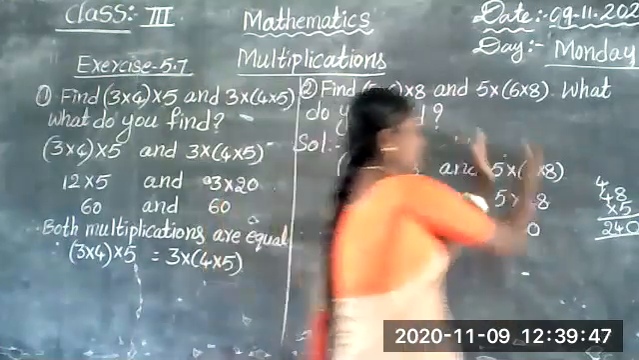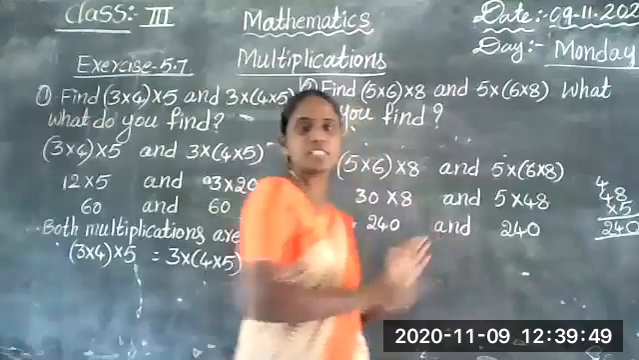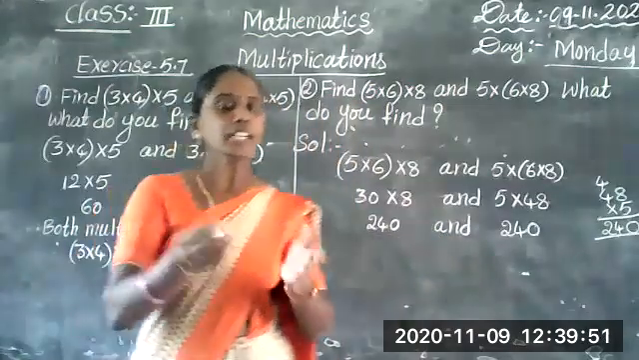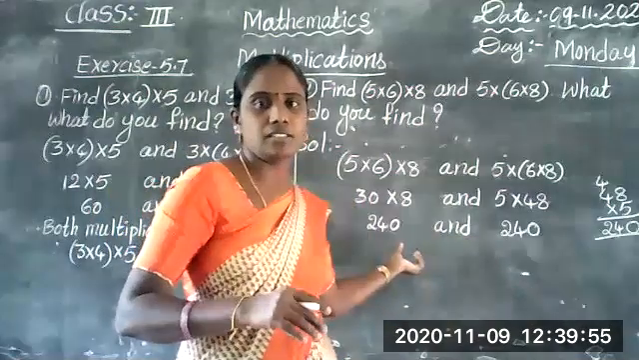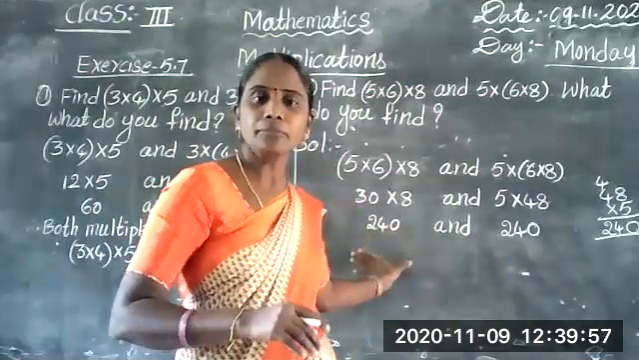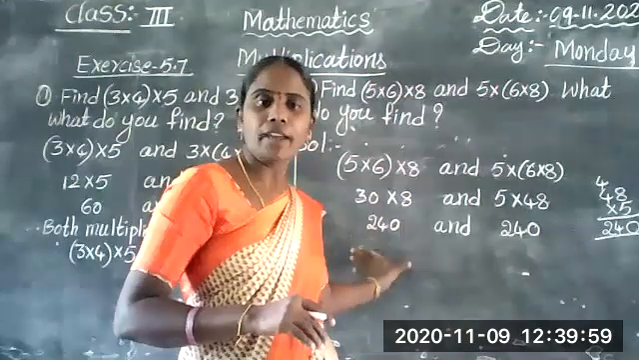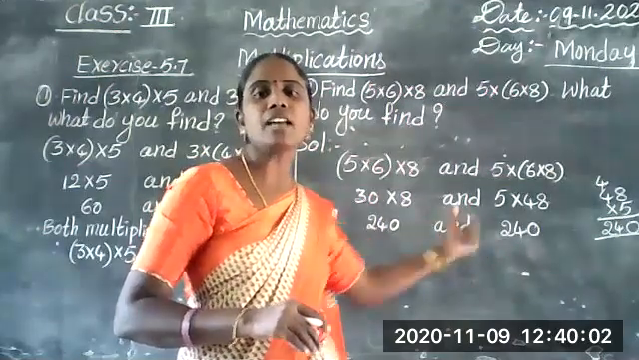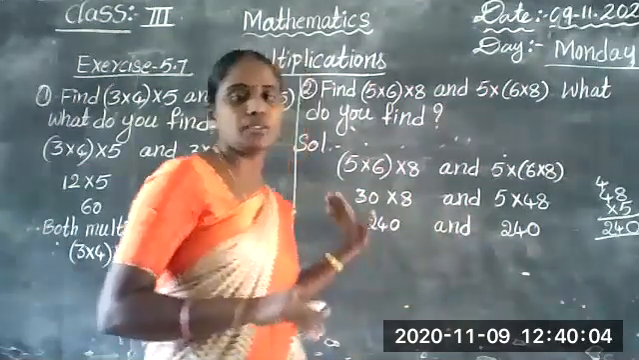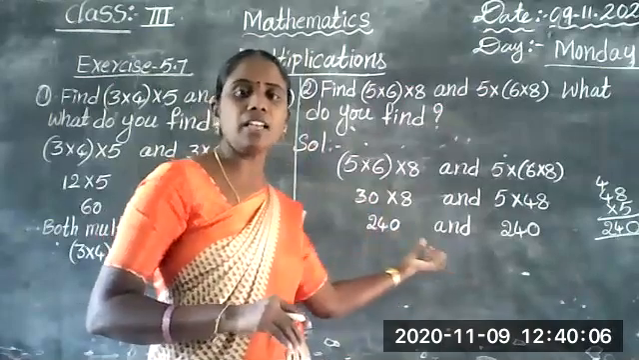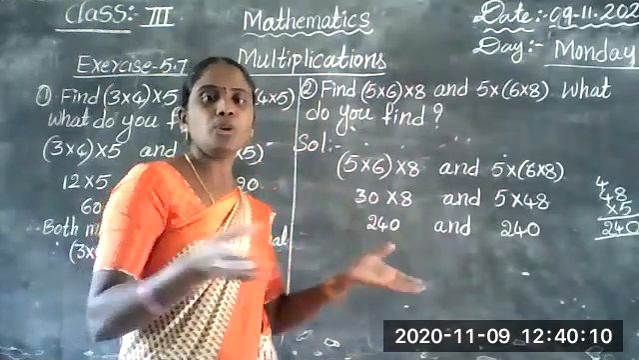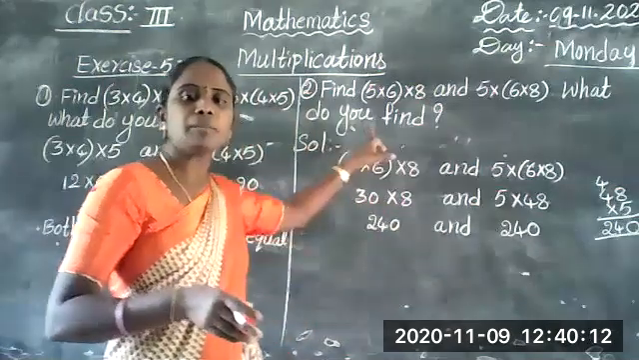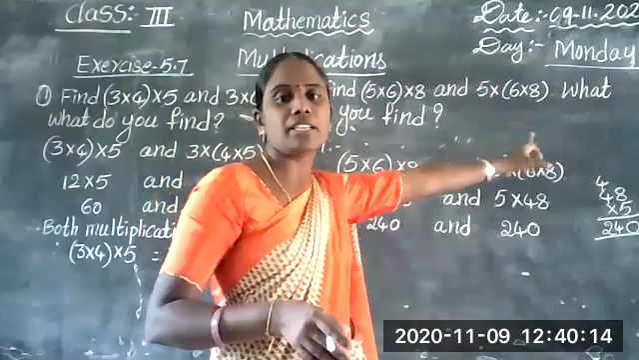Here and here, in both multiplications we get 240. Equal answer. So what do you find? We find both multiplications are equal. Write that answer only: both multiplications are equal, and you have to write it with a symbol. These multiplications are equal to these multiplications.